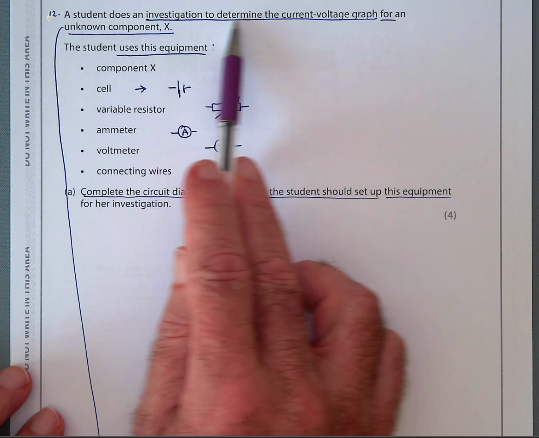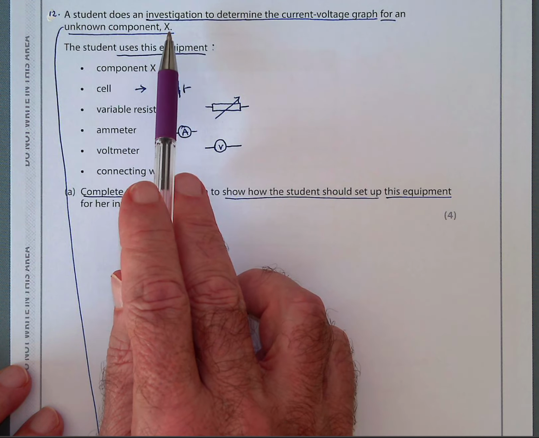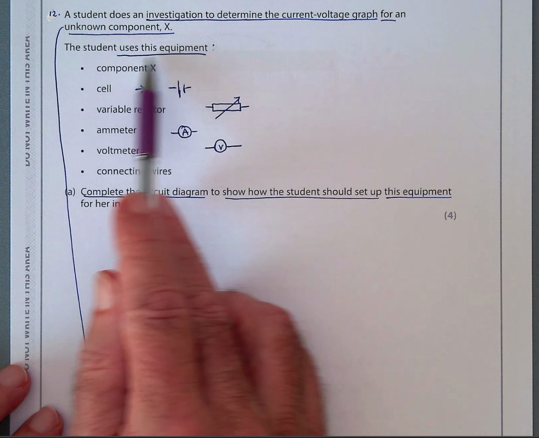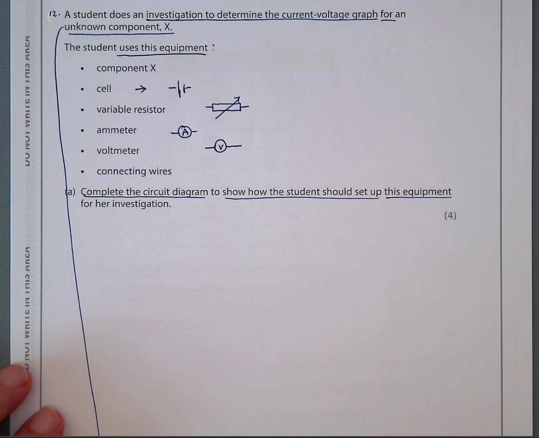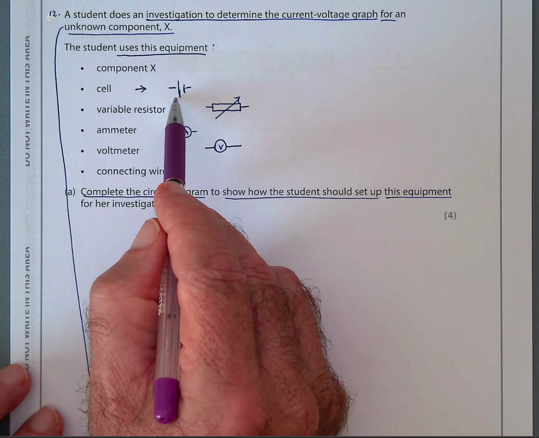A student does an investigation to determine the current-voltage graph for an unknown component, X. Now, we did this in class with my students. The student uses the following equipment. Component X, which is drawn in the diagram, is just an unknown component, so they haven't shown what it is. Cell, so you need to know what a cell is.